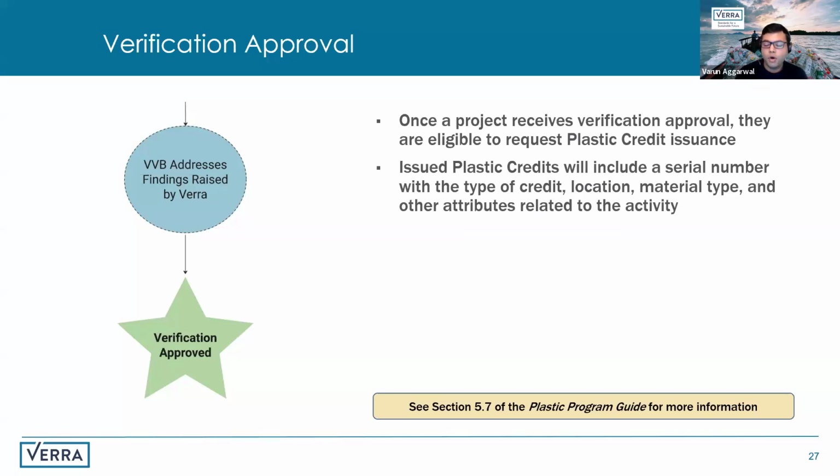And as stated before, projects which pursue joint validation and verification, they can request registration and verification approval together. So for them, they become eligible to issue plastic credits and also generate plastic credits at the same time.